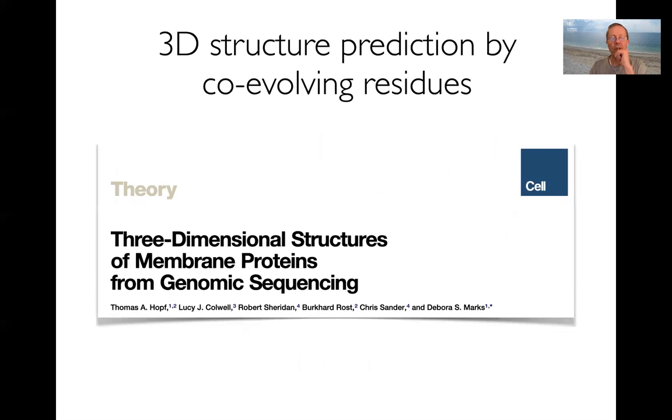So finally, let me say a few words about 3D structure prediction, because obviously, ultimately, this is what you want to do. You want to be able to take the sequence of your membrane protein and actually predict the 3D structure, not just the topology.